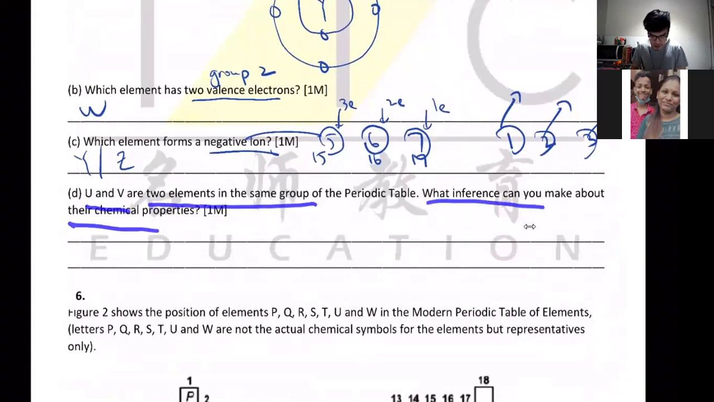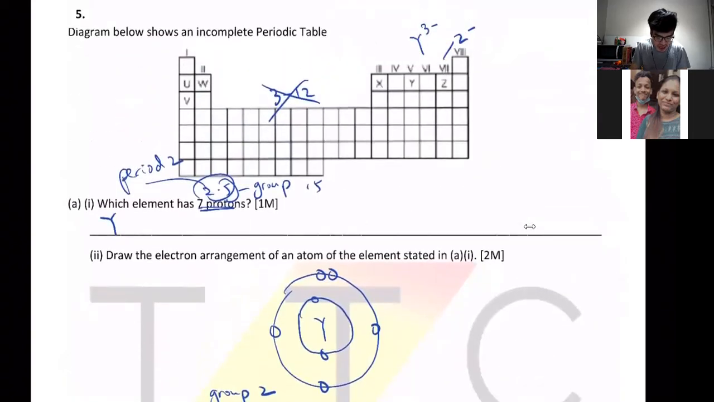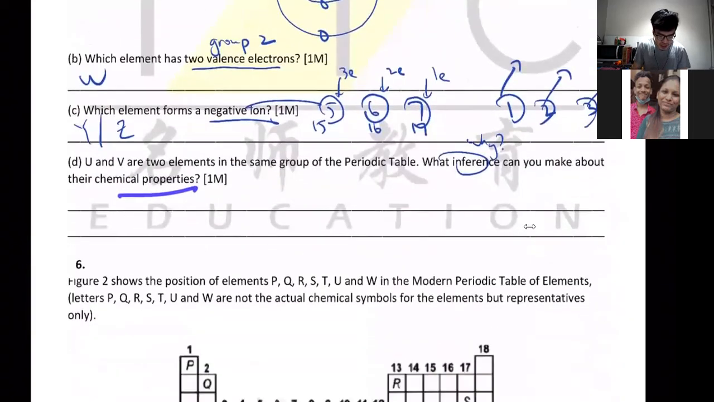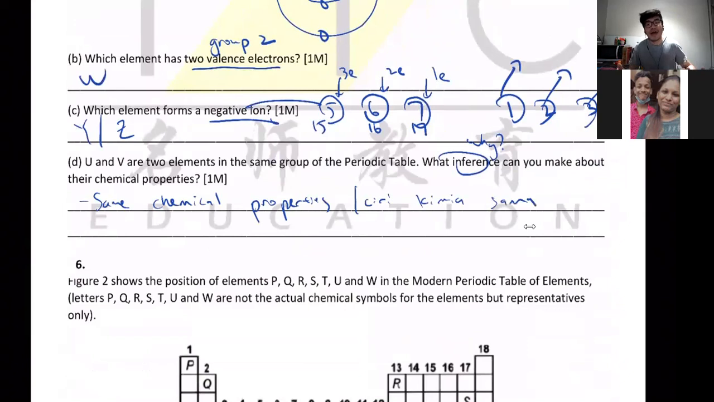So next, U and V are 2 elements in the same group. What inference can you make about the chemical properties? Now, what is inference again? Inference means why. So chemical properties, since they are in the same group, means same chemical properties. Okay, same chemical properties. So why? Why do they have the same chemical properties? Because they have the same valence electron. Okay, same valence electron.